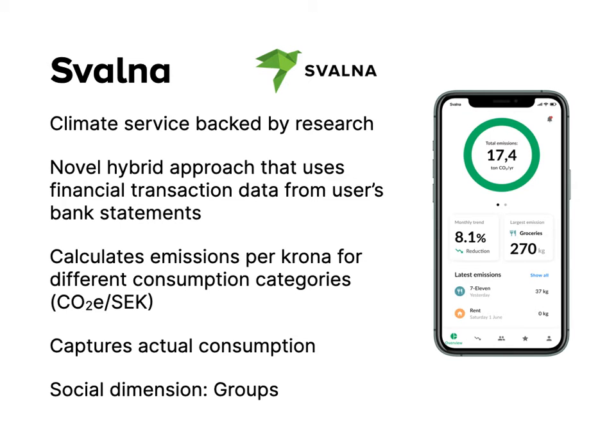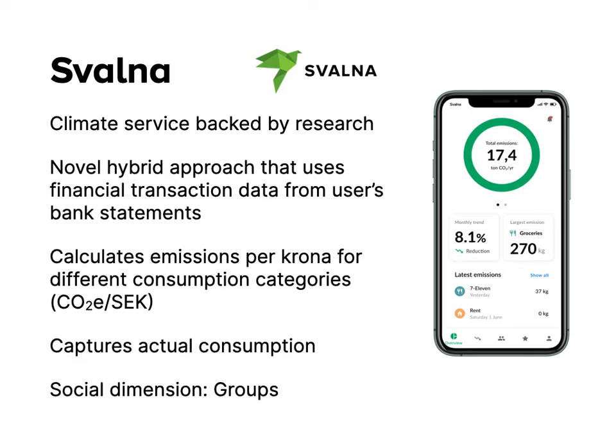So, in this study, we aim to explore these aspects in more detail by studying people's reactions toward using a new kind of carbon calculator called Svalna. And it's a mobile application, as you can see on the picture. And Svalna uses a new approach to calculating and providing feedback. Through the use of financial transaction data in combination with user-generated data, Svalna can continuously provide reliable estimates of users' consumption behavior with high accuracy.